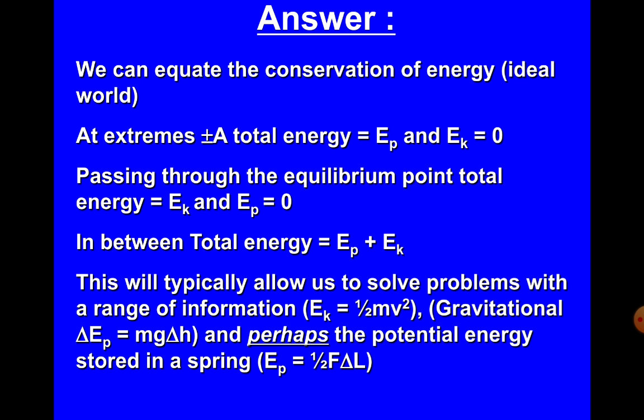We know EK is half m v squared, gravitational energy is m g delta h, and the potential energy stored in the spring is half F delta L. That's it for the energy.